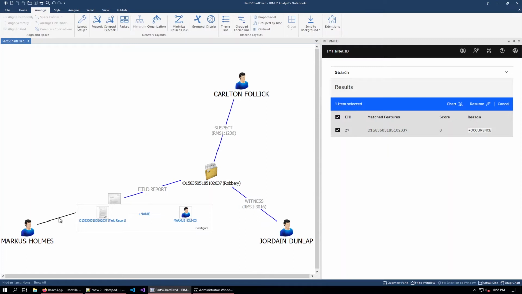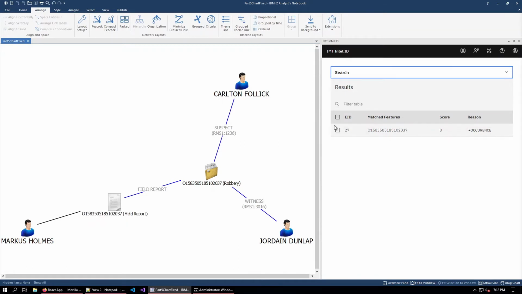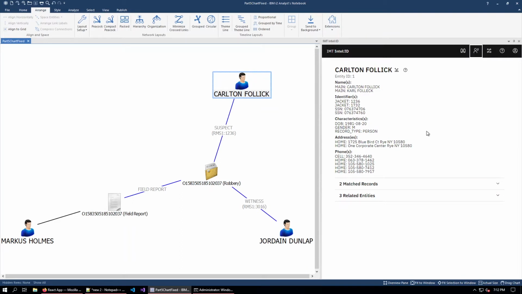Intel ID applies natural language processing to perform entity extraction on documents before ingesting them into the solution. This allows the data to possibly link a critical piece of information that would otherwise take a lot of effort to discover. To look deeper into the data behind Carlton Folick, the entity flagged as the suspect, the analyst can select the Carlton on the chart and click the Resume button. The analyst can see all of Carlton's personal information that Intel ID assembled across different RMS records and resolved into a single entity.